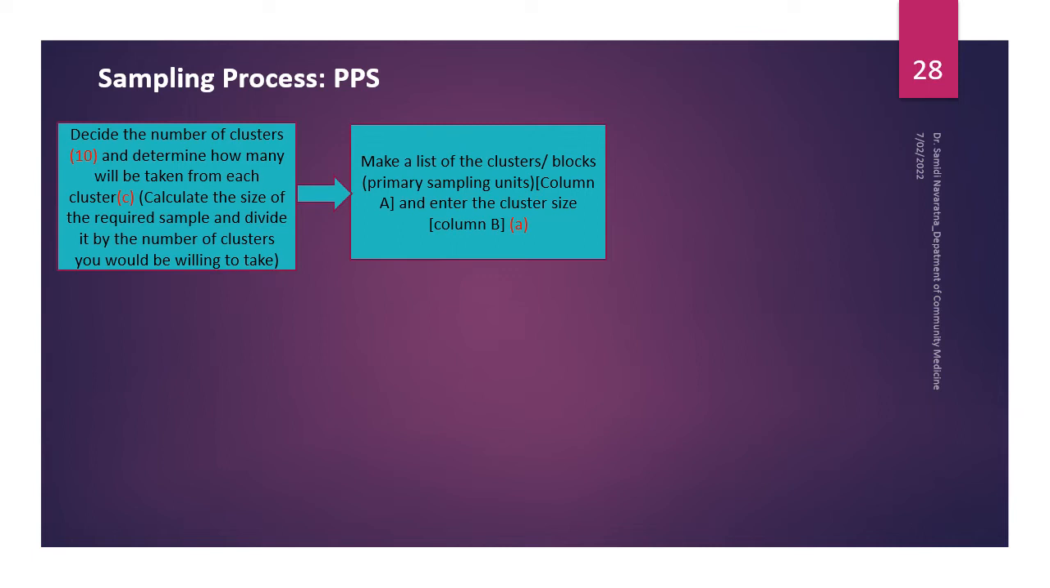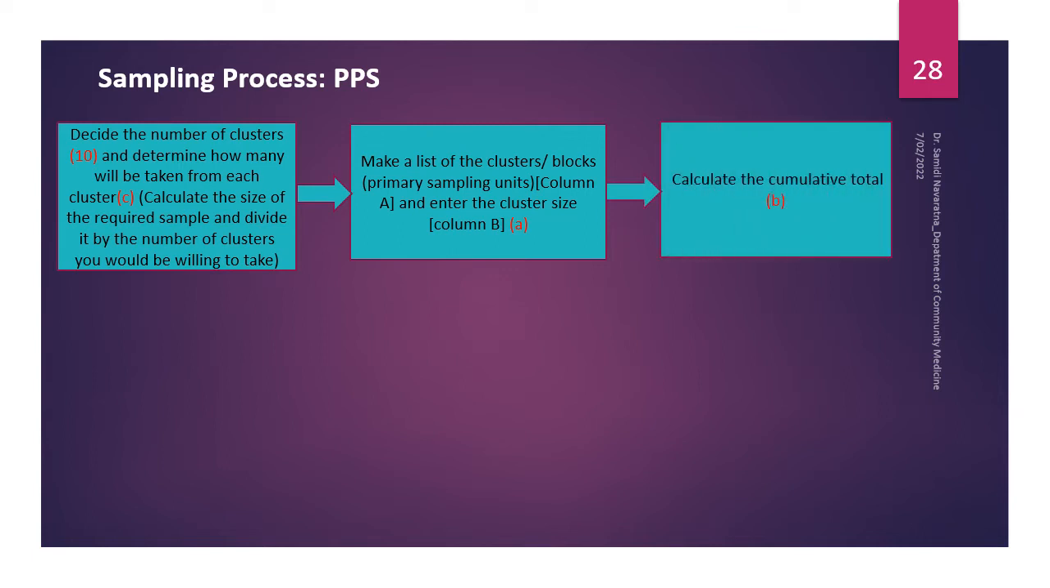So these would be called primary sampling units, and list them in one column, and then correspondingly in another column enter the cluster size, that is the original number of study units available in each cluster. Having done that, the next step would be to calculate the cumulative total. So in another column, you have to calculate the cumulative total. I hope you know how to calculate that.